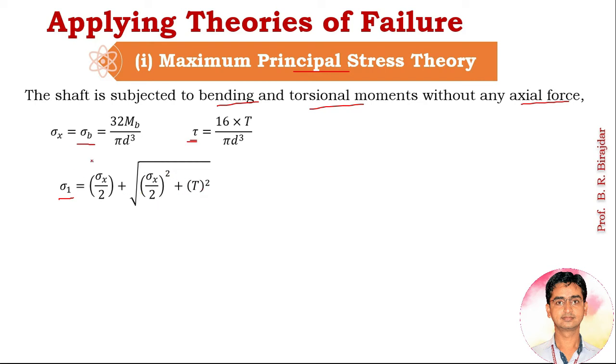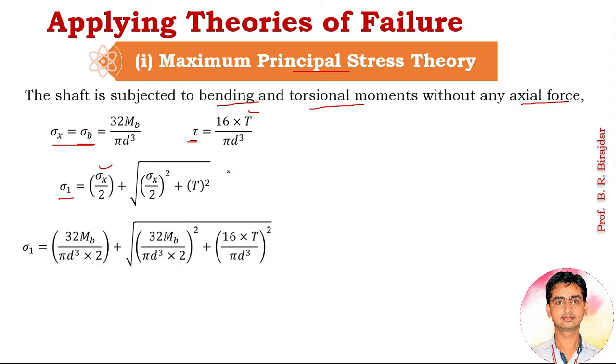Here sigma x is the bending stress, so sigma x is equal to sigma b, that is case two which we considered. Therefore, we know the value of sigma x and we will put it here, and we know the value of the torque T that we will put here, right. So here it is tau, the shear stress. This is the tensile stress and this is the shear stress tau.